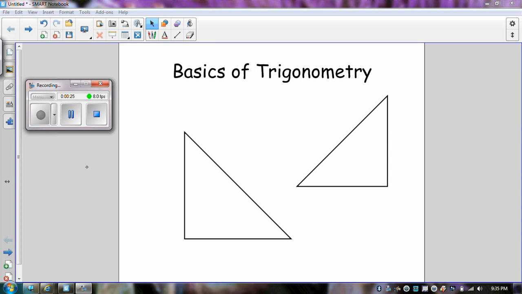Remember, when you get to those units, always come back to Unit 1 if you ever need a refresher on some trigonometry basics. So let's go ahead and get started.